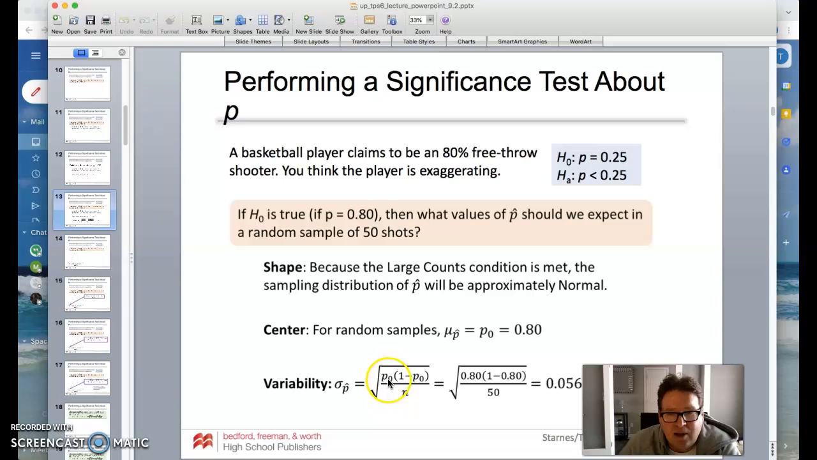So we're going to take 0.80 times 0.2 divided by our sample size. Don't forget to take the square root. Time and time again, I remind you, that's where people forget. So the standard deviation of that sample is going to be 0.0566.